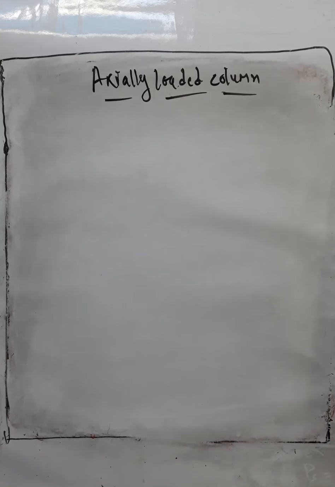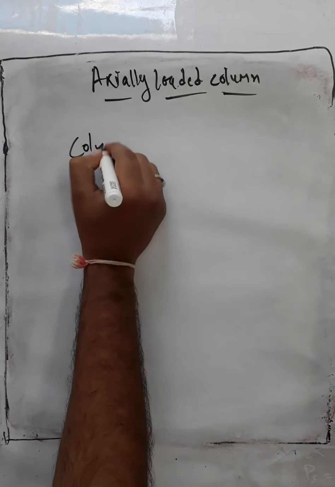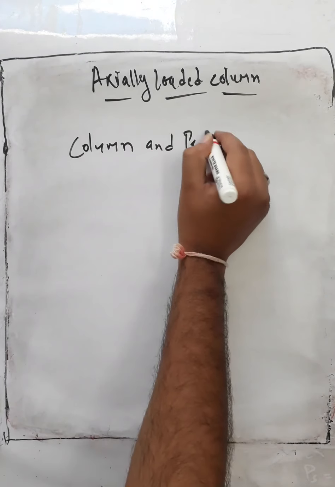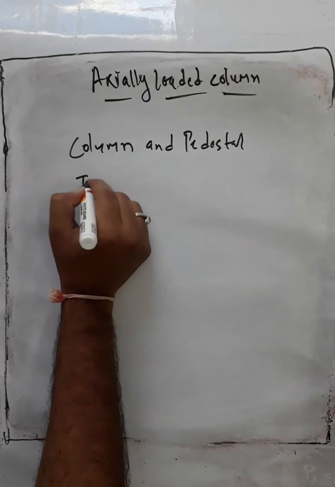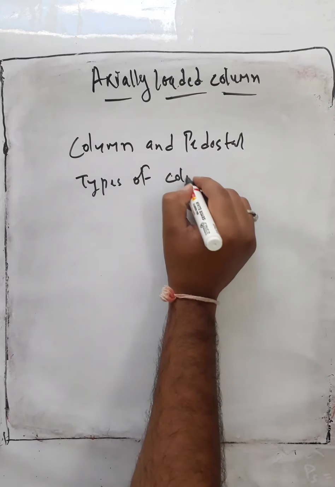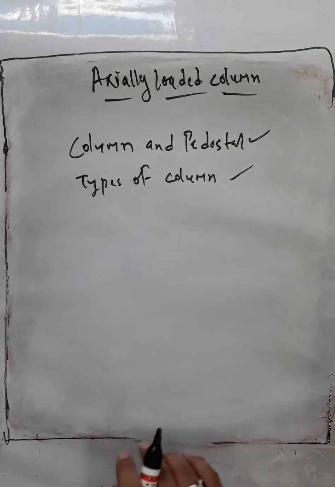This is our lecture number 46. In our previous lecture, we studied about the column and pedestal and types of column. These two parts we covered in our previous lecture.